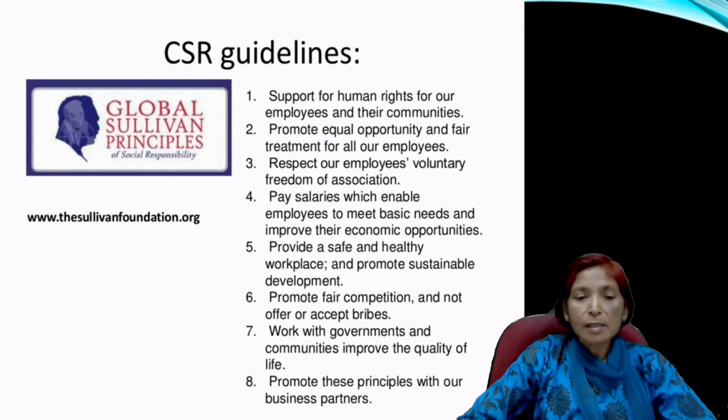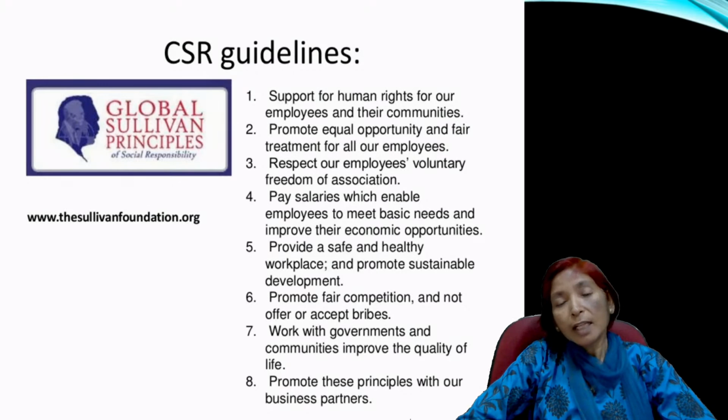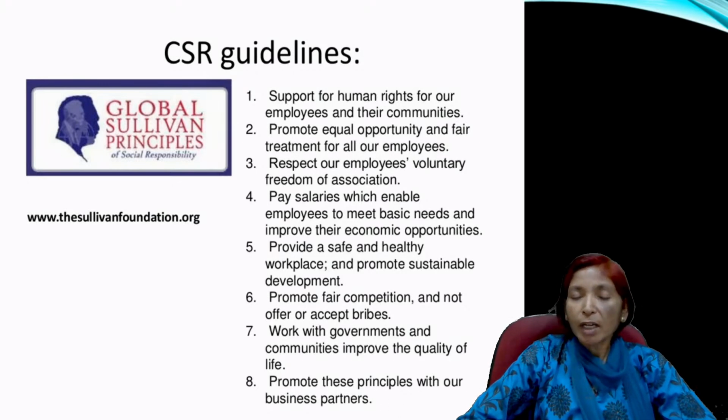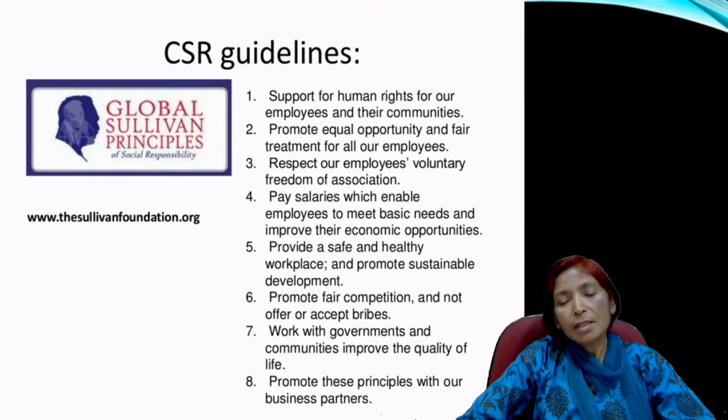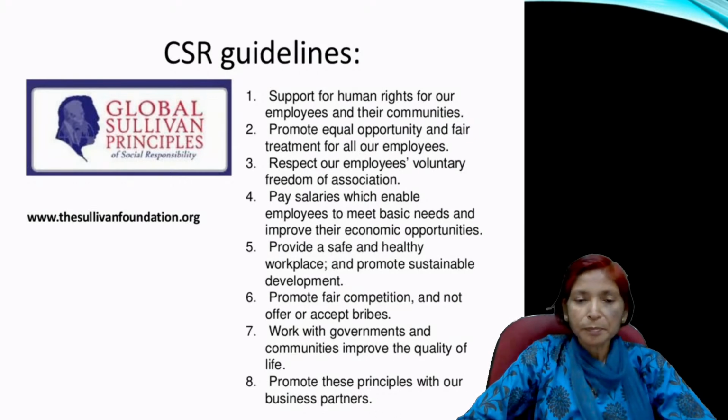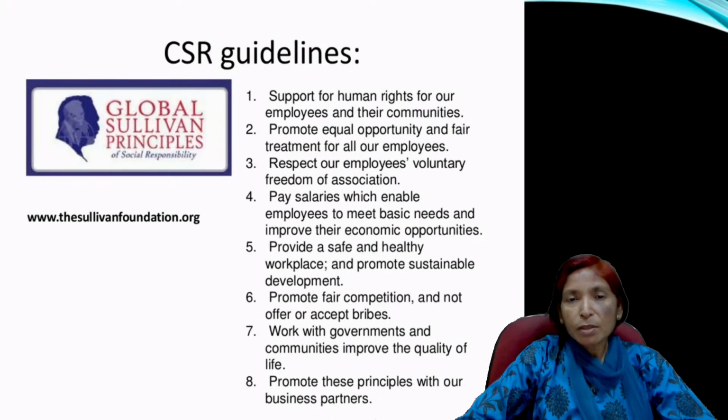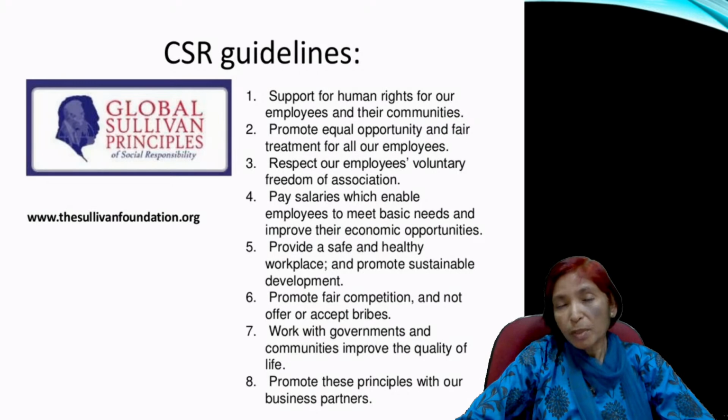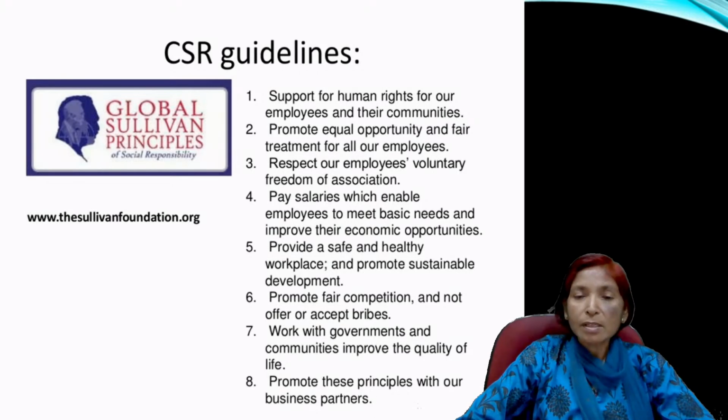Next, fifth point is provide a safe and healthy atmosphere at workplace and promote sustainable development. Next is to promote fair competition, not cutthroat competition. We should promote fair competition, healthy competition, and not offer or accept bribes or corruption. Corruption should be removed. It means transparency should exist and corruption should be removed.